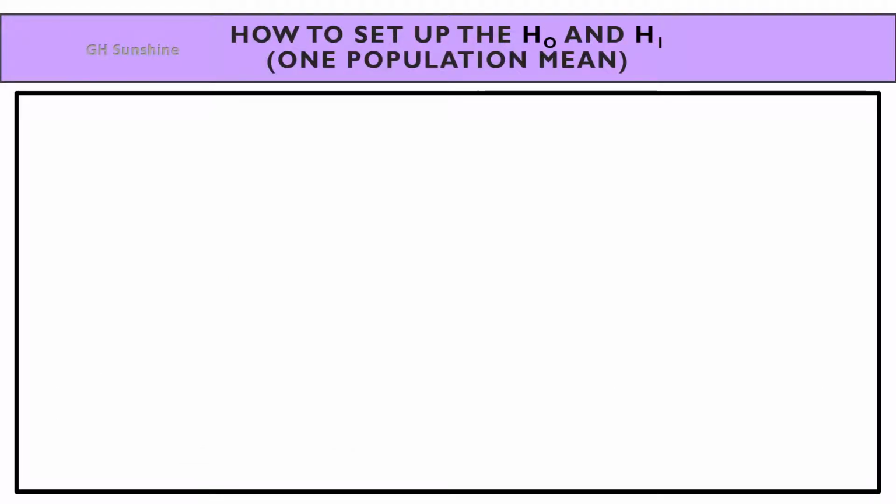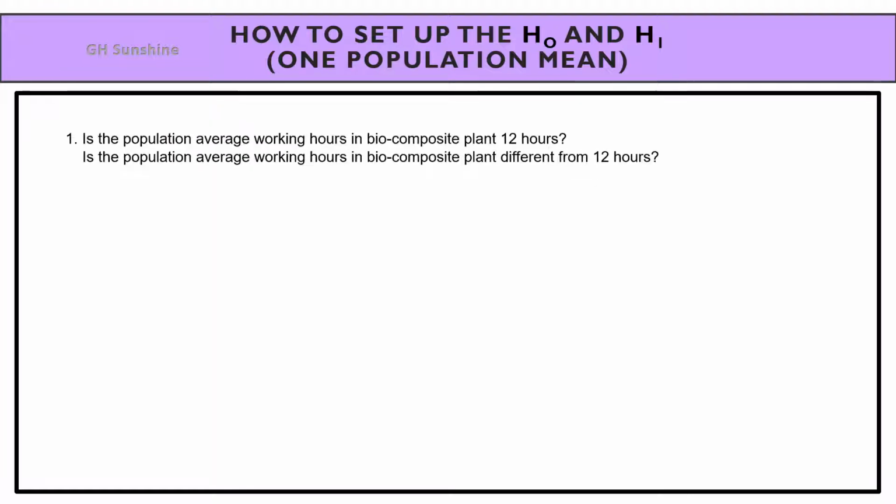Let's look at examples on how to set up H0 and H1. First example: is the population average working hours in a biocomposite plant different from 12 hours? Therefore, H0: mu equals 12, and H1: mu does not equal 12, from the words "different from 12 hours".